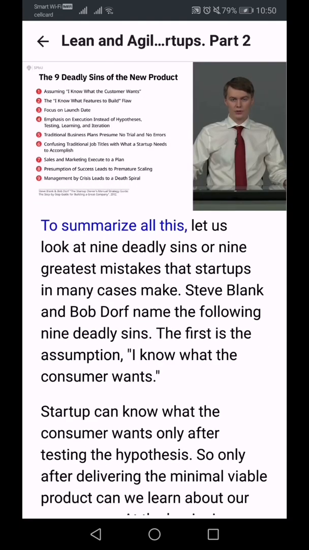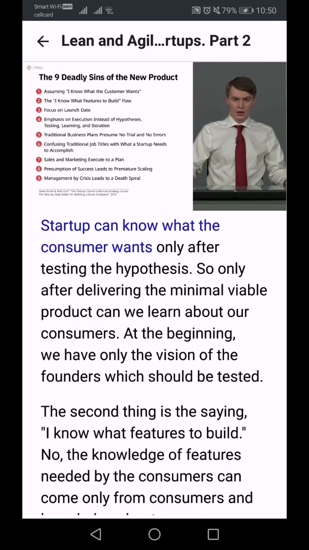And to summarize all this, let us look at 9 deadly sins or 9 greatest mistakes that startups in many cases make. Steve Blank and Bob Dorf name the following 9 deadly sins. The first is the assumption, I know what the consumer wants. A startup can know what the consumer wants only after testing the hypothesis. So only after delivering the minimal viable product can we learn about our consumers. At the beginning, we have only the vision of the founders, which should be tested.